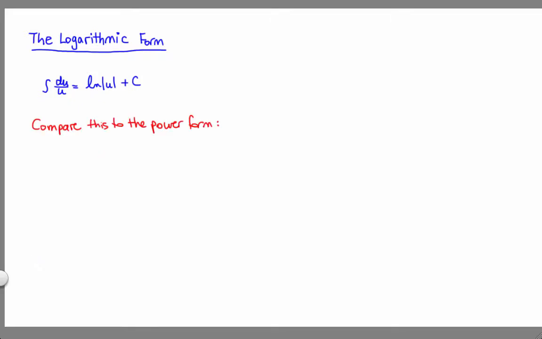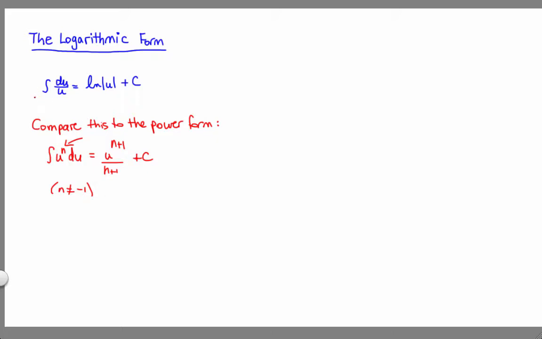Let's take a minute to compare this to the power form. So remember, the power form said if we're integrating u to the n, then we get u to the n plus 1 over n plus 1, plus a constant. And we said that there was a restriction on the powers that you could put into this formula. We said n could be any real number as long as it was not equal to -1. And we said that a little bit later on we would see how to handle that case, n equals -1.